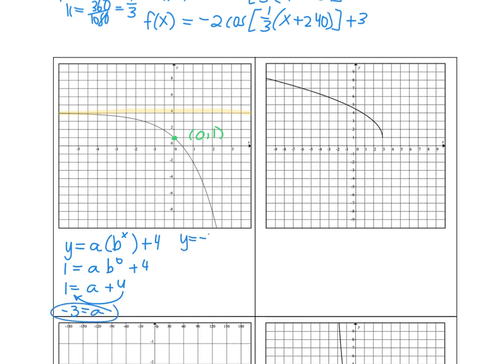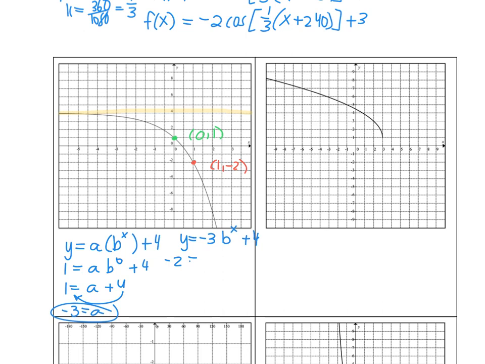So I'm going to replace a with negative 3. And now the only thing I'm left with is I need to find my base. So pick another point that you can clearly read off. And I like this point here, 1, negative 2.